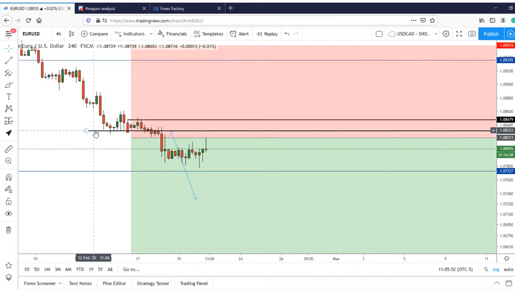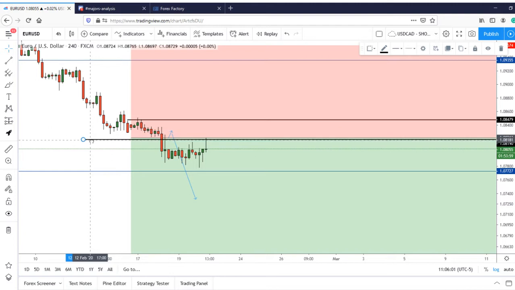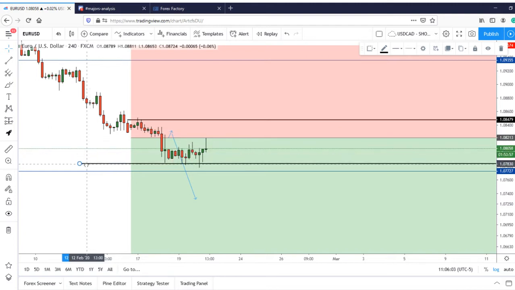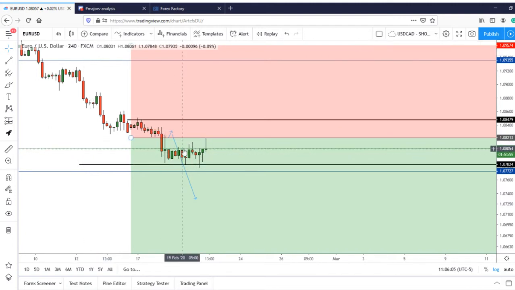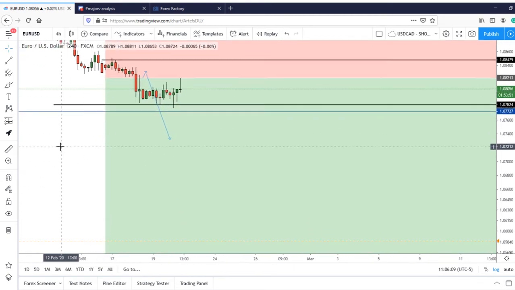So we put a horizontal ray, and when we got a break of it on the 4-hour time frame, a bearish break, we entered short. The same thing we're going to do if you take this horizontal ray and move it all the way down here: you can see we've created the support, right? The support right here, and it's the same intuition. We're trading with the trend.